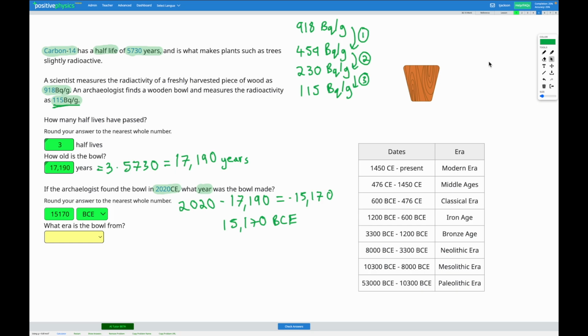So what era is the bowl from? So we can look at our chart here and we can see the names of different eras with different time spans. Now looking at the bottom, from 53,000 BCE to 10,300 BCE, that's the Paleolithic era. And since our bowl was made in 15 something BCE, it's going to fall within that range. So we know our bowl was made in the Paleolithic era.